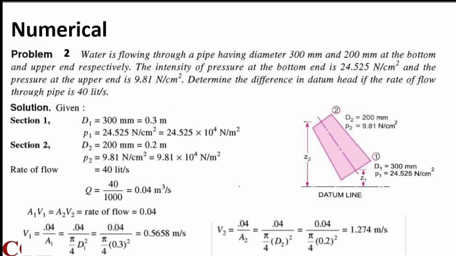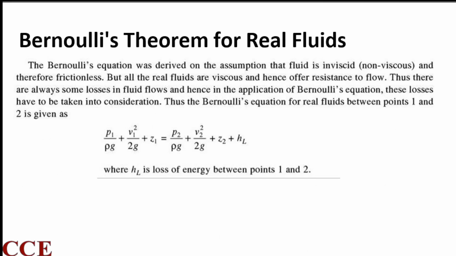Okay, now we'll go to the next part, that is Bernoulli's theorem for real fluid. As we have seen in the Bernoulli's theorem part, we have given some assumptions. Here, the Bernoulli's equation was derived on the assumption that the fluid is non-viscous and therefore it is a frictionless flow. But we all know that all real fluids are viscous and hence they offer resistance to flow. Thus, there are always some losses in fluid flows, and hence in the application of the Bernoulli's equation, these losses need to be taken into consideration.